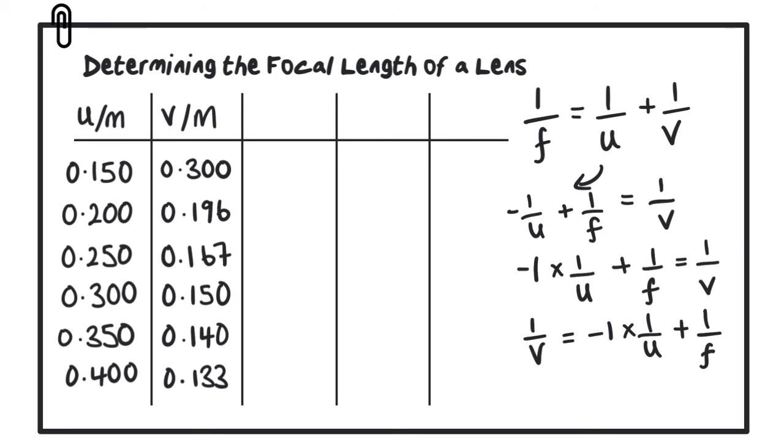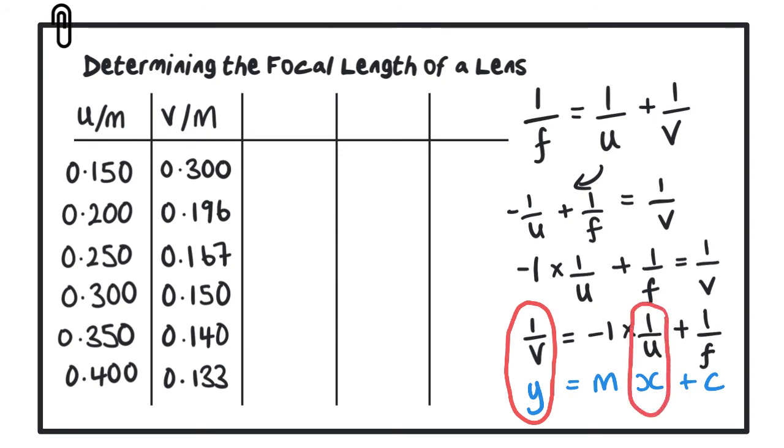Now we can match this up to the standard equation for a straight line, which is y is equal to mx plus c. By looking at this, what we can see is that if we were to plot 1 over v on the y-axis and 1 over u on the x-axis, well, first of all, we would have a gradient of minus 1, so we would expect a negative slope. But if we then look at the y-intercept, that will be equal to 1 over f. So that's what we're going to do next, plot a graph of those values.